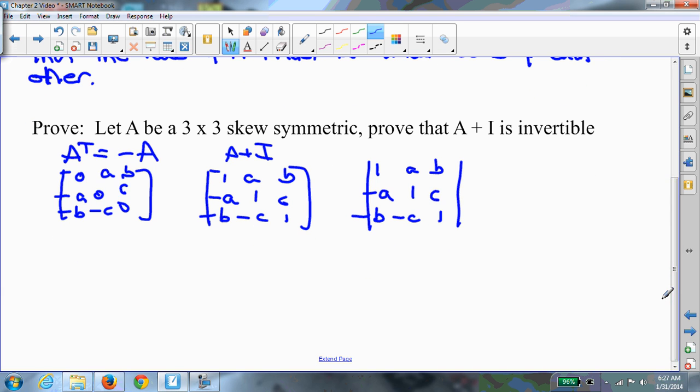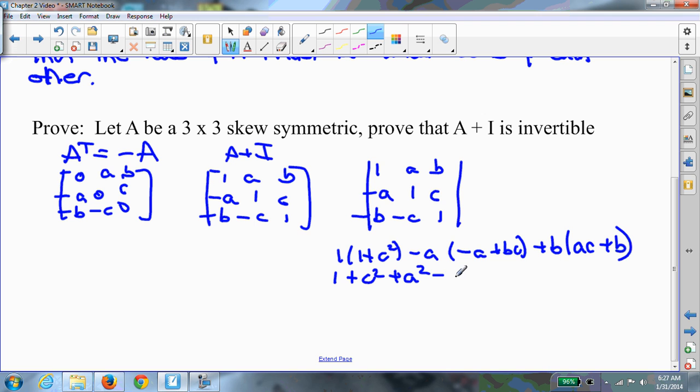If I take the determinant of that, I get 1 times 1 plus B squared, minus A times negative A plus BC, plus B times AC plus B. And simplifying this, I get 1 plus C squared plus A squared minus ABC plus ABC plus B squared. These cancel out, and I get 1 plus A squared plus B squared plus C squared, which notice no matter what the value of A, B, C I put in is never equal to 0, and therefore it's invertible.